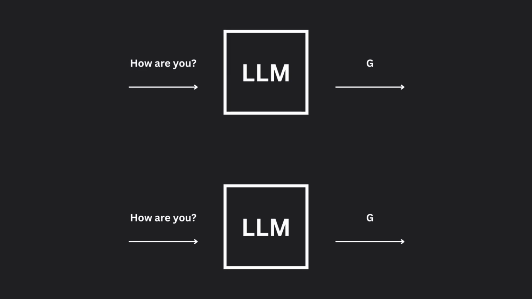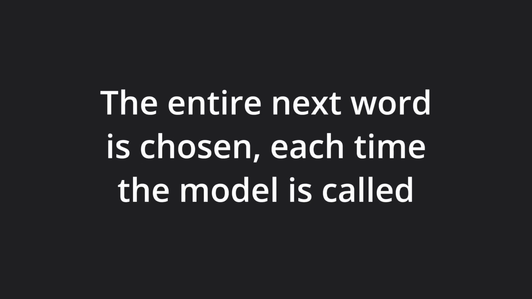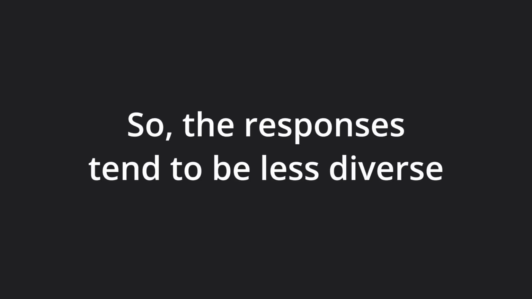And for a model where we generate one character at a time, there are actually many combinations or paths the model could take every time the next character is chosen. In contrast, with a word level model, the entire next word is chosen each time the model is called, so the responses tend to be less diverse.